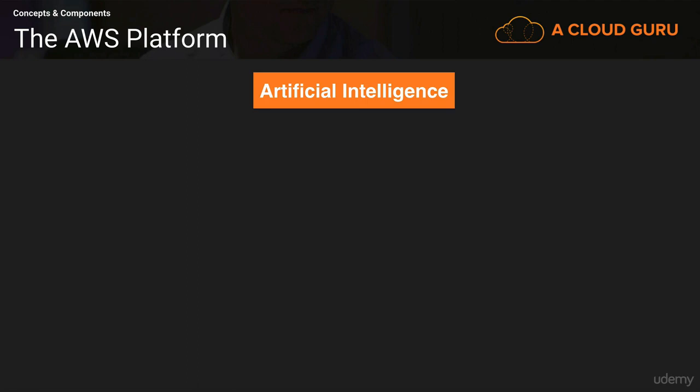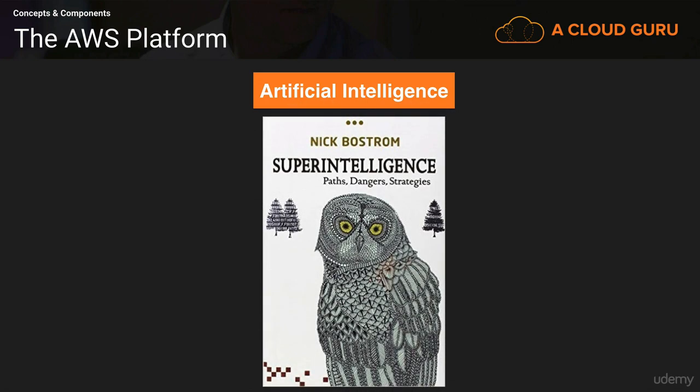I really started getting into AI when Elon Musk tweeted about this book. It's called Superintelligence by Nick Bostrom. I recommend you read it. It's fantastic. Go ahead and have a look at this on Amazon.com.